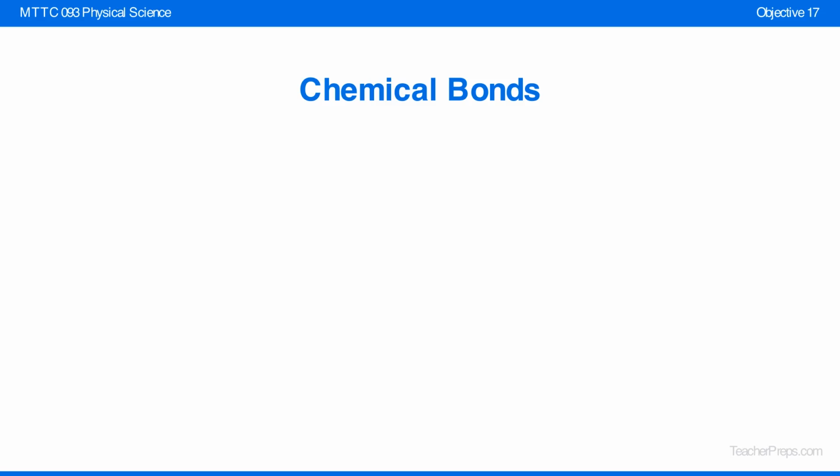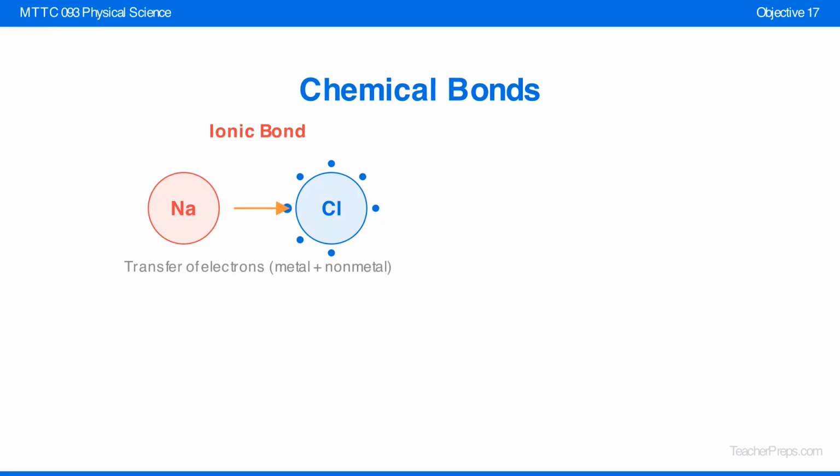Now let's talk about chemical bonds. An ionic bond forms when one atom transfers electrons to another. This typically happens between a metal and a nonmetal. Sodium has one valence electron it wants to lose. Chlorine has 7 and wants one more. Sodium transfers its electron to chlorine, forming Na+ and Cl- ions. These oppositely charged ions attract each other, creating sodium chloride. Ionic compounds have high melting points, dissolve in water, and conduct electricity when dissolved.